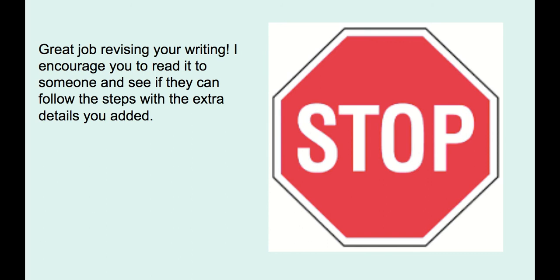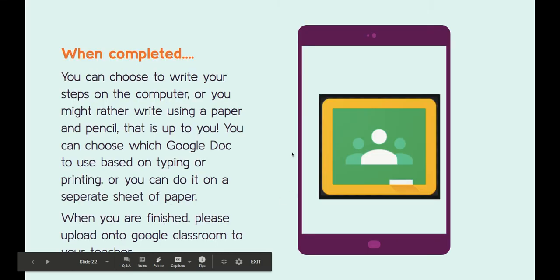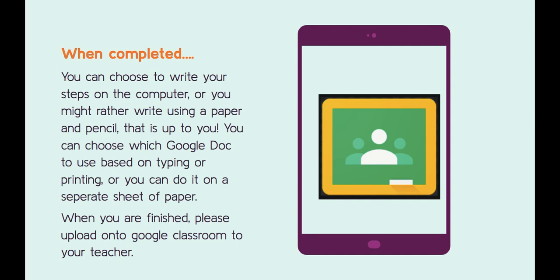I encourage you to read your writing to someone and see if they can follow the steps with the extra details you added. When you feel like your writing is completed, you can choose to write your steps on the computer and type it, or you can print out the sheet that I had posted and just print directly on that. If you don't want to print anything, you can just use a blank piece of paper or lined piece of paper and find a way to organize your steps with your introduction, and make sure you have a picture beside every single step, so that way it's very clear to the writer what they need to do.